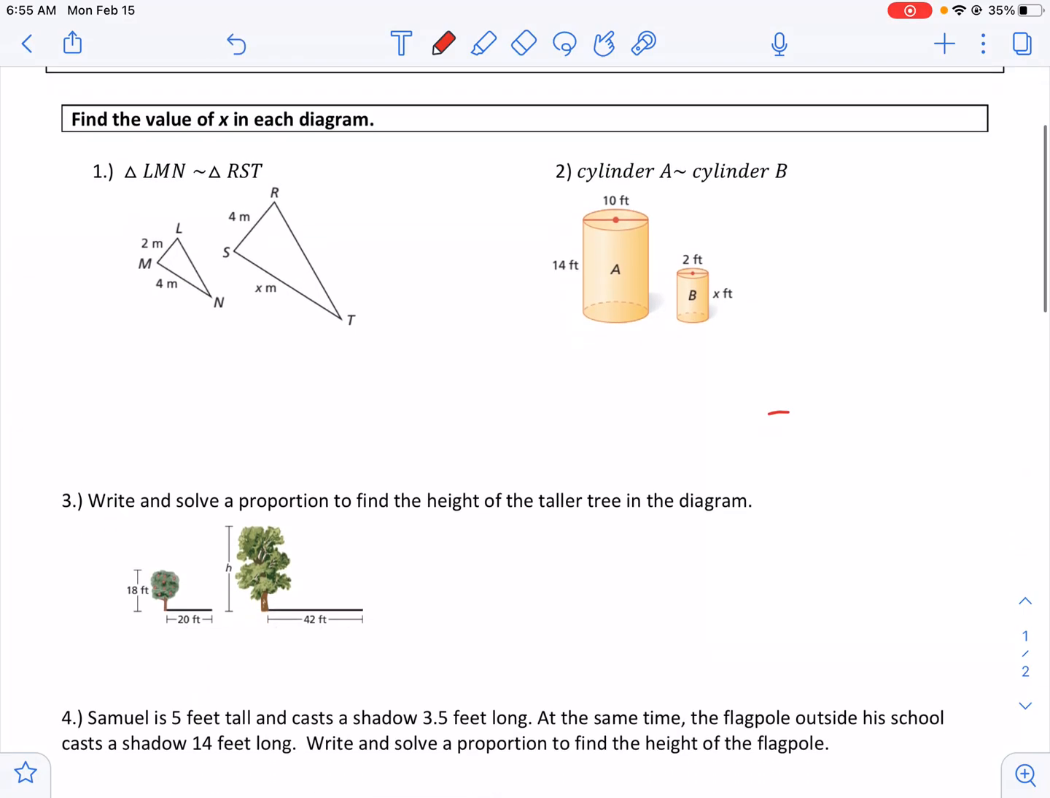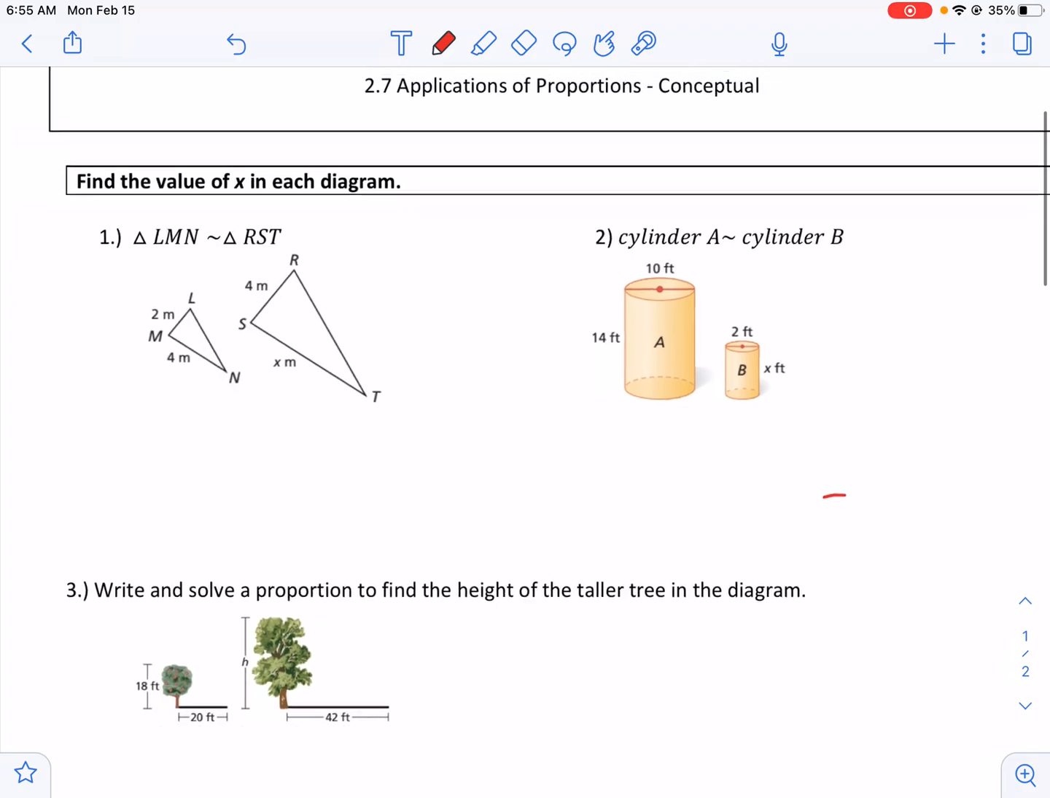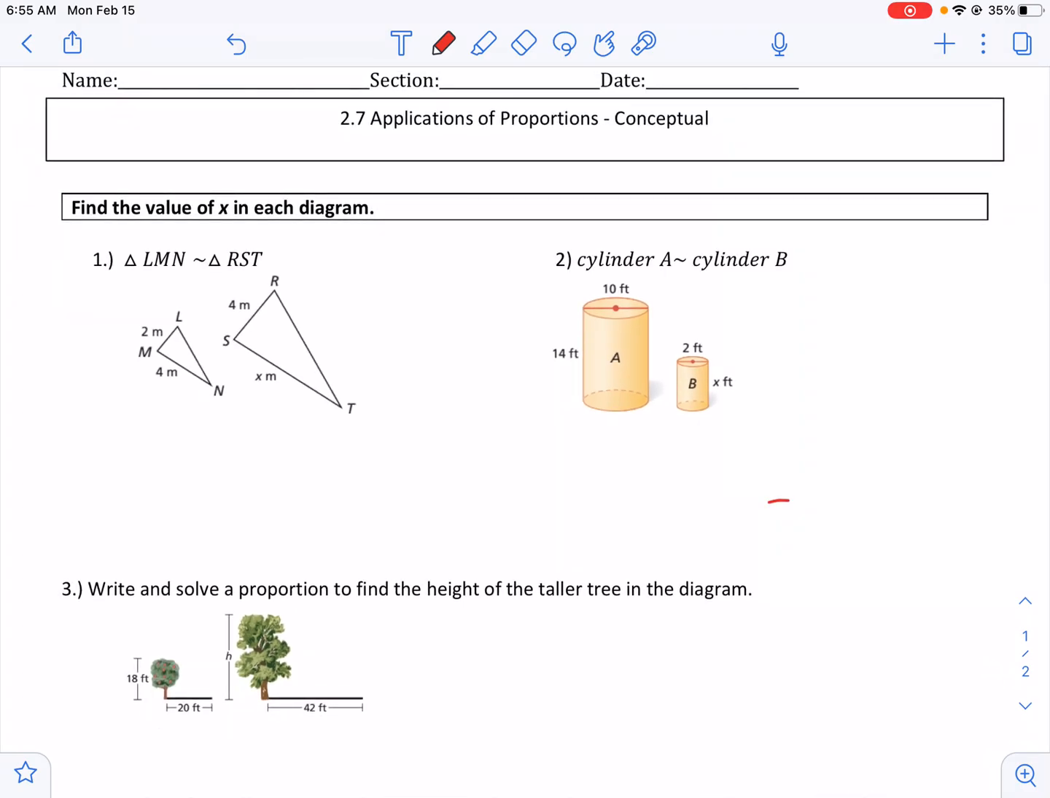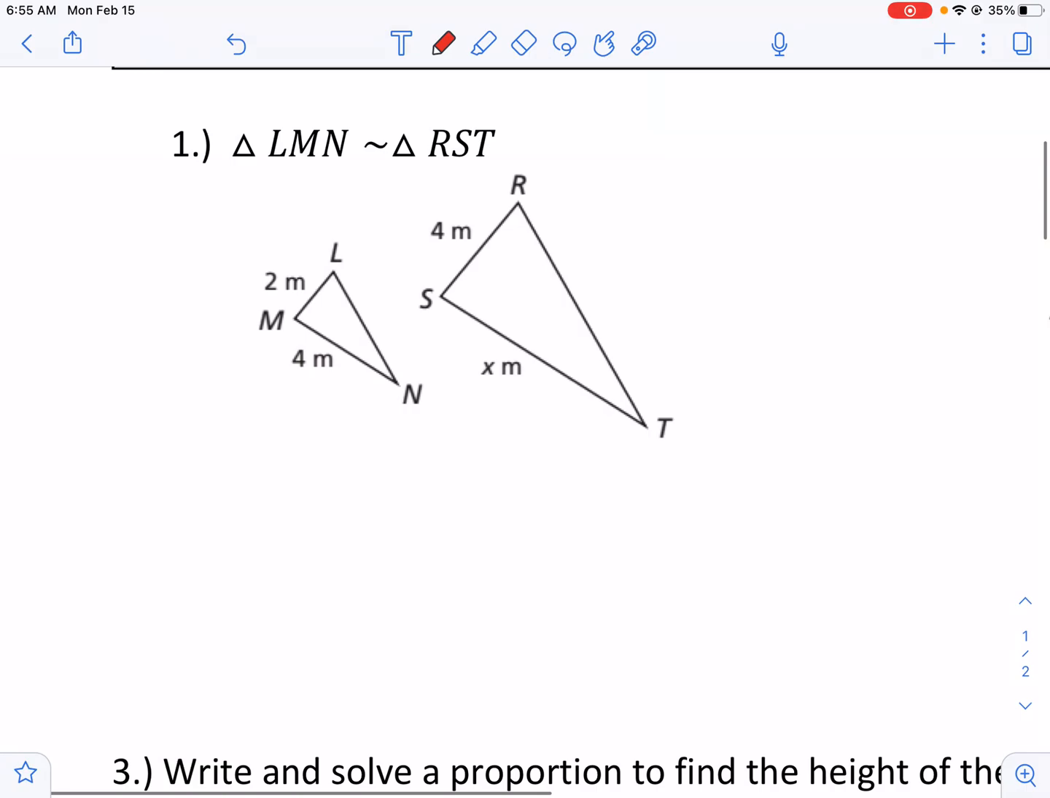So we had 5 problems to do for homework. We were working with proportions. 2.6 was working with proportions. 2.7 is applications of proportions. So if I look at number 1, I have 2 similar triangles.